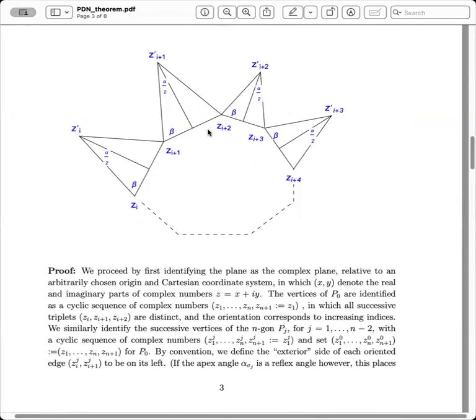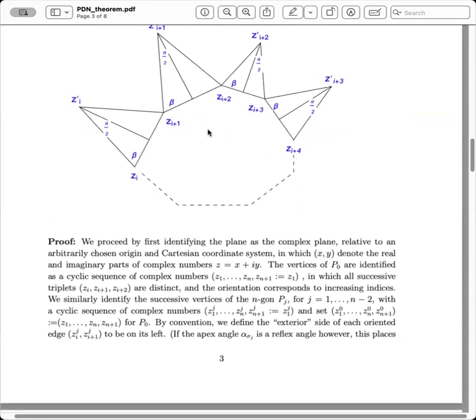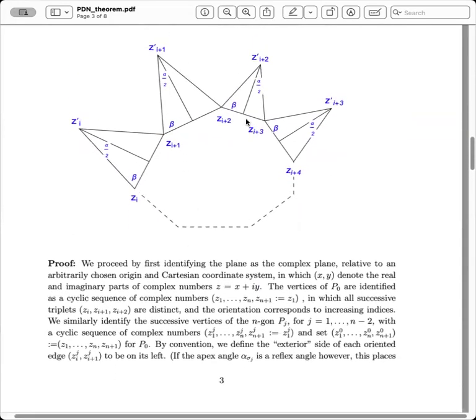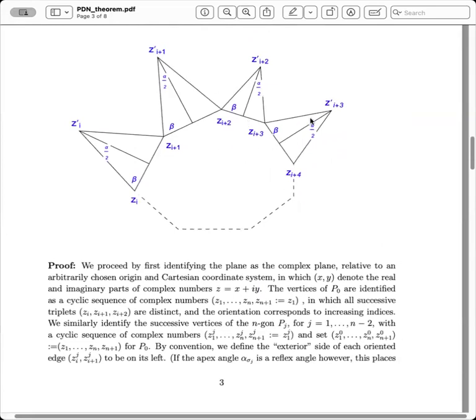So now let's proceed to the proof. To do that, we first will identify the plane with a complex plane relative to an arbitrarily chosen origin and a Cartesian coordinate system in which x and y denote the real and imaginary parts of complex numbers z. The vertices of P0 are then identified as a cyclic sequence of complex numbers denoted z1 up to zn, with zn+1 conventionally chosen to equal z1 to make it cyclic.